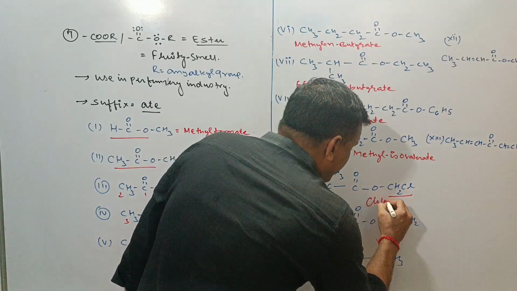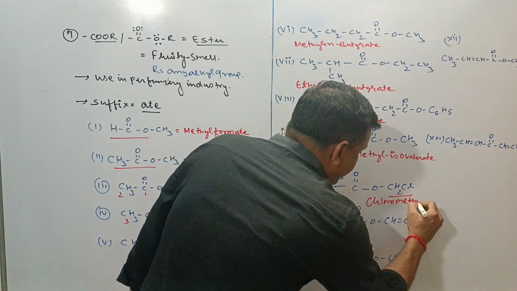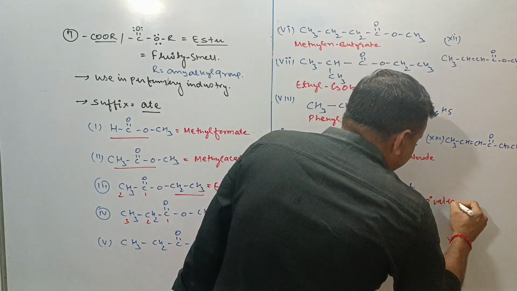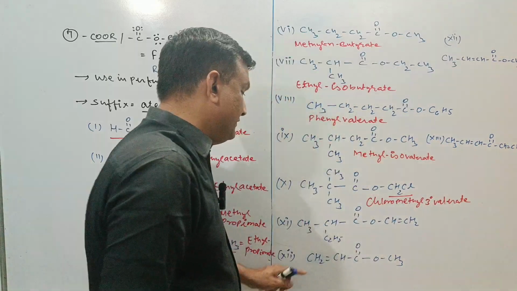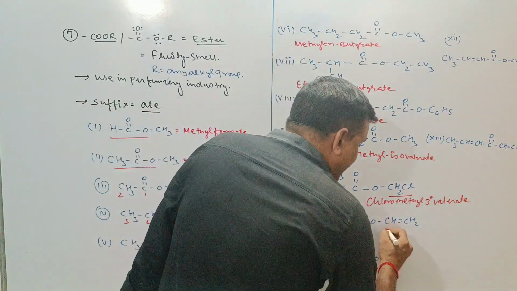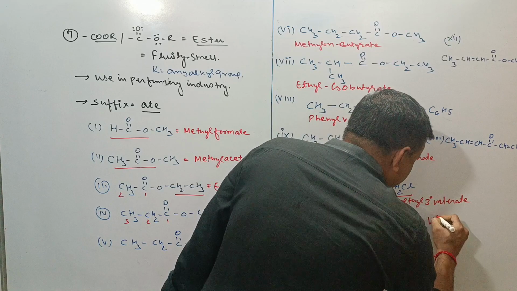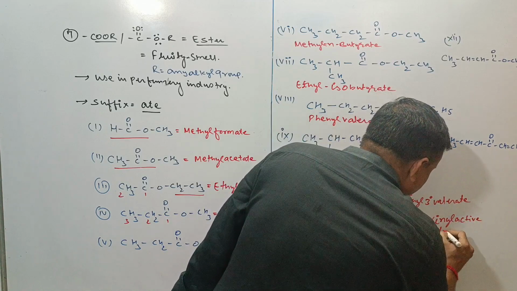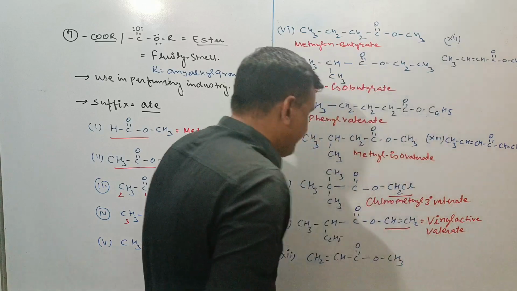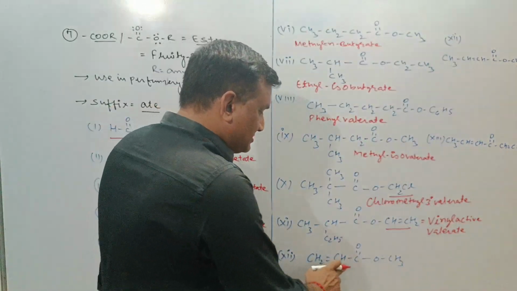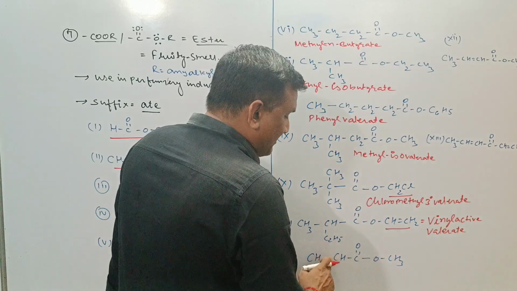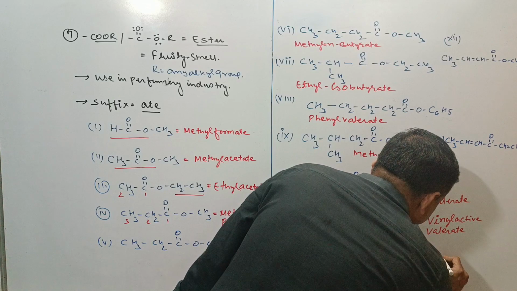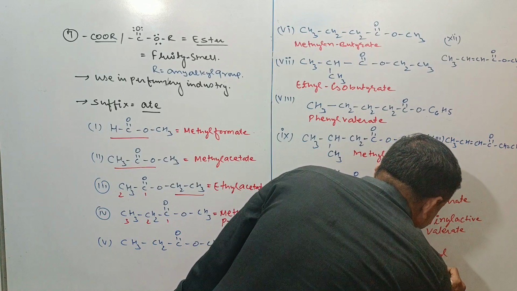If you go with this compound, this is the chloromethyl, so the name of the compound will be chloromethyl. The rest is the tertiary valerate, tert-valerate also. For this compound, this is the vinyl, so you will call it vinyl valerate. For the final compound, this is acryl, 3 carbons with a double bond, and this is the methyl, so you will call it methyl acrylate.